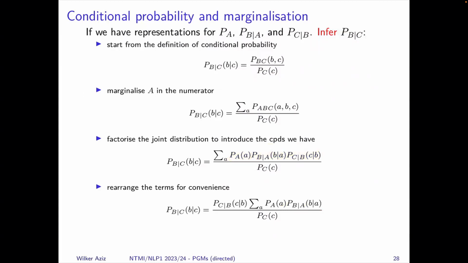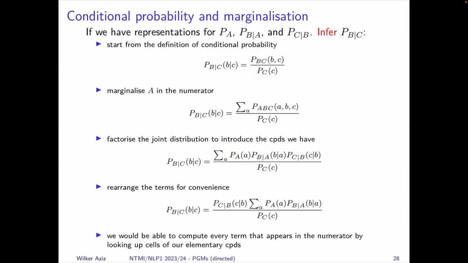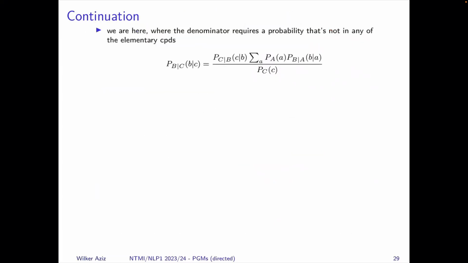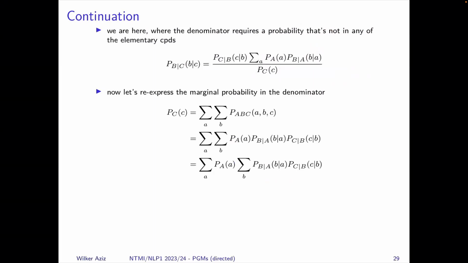I'll rearrange the terms for convenience. This is entirely optional. It doesn't change the result, of course, but I noticed here that this term doesn't depend on A, so I can factorize it out of the sum. That's what I did. And now let's work on the denominator, basically. So we stop here. I just copied from the previous slide, and now we're going to concentrate on the denominator.